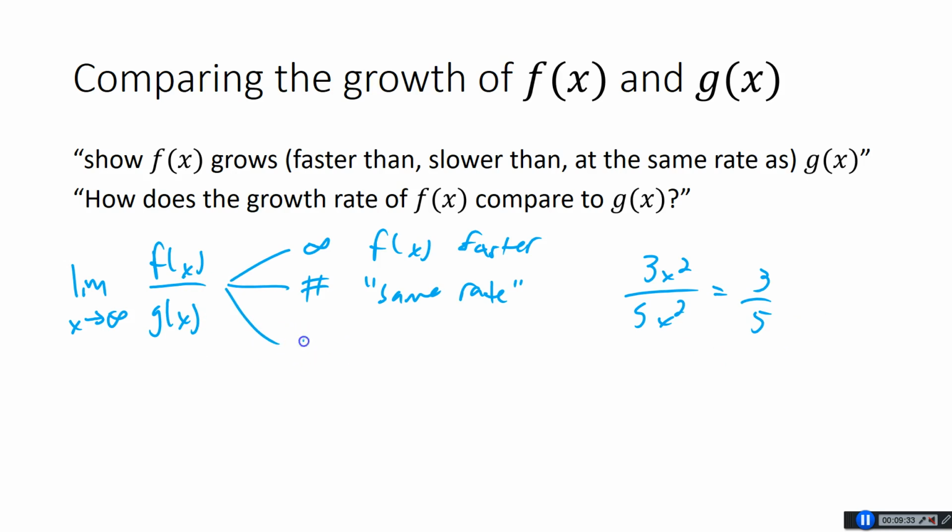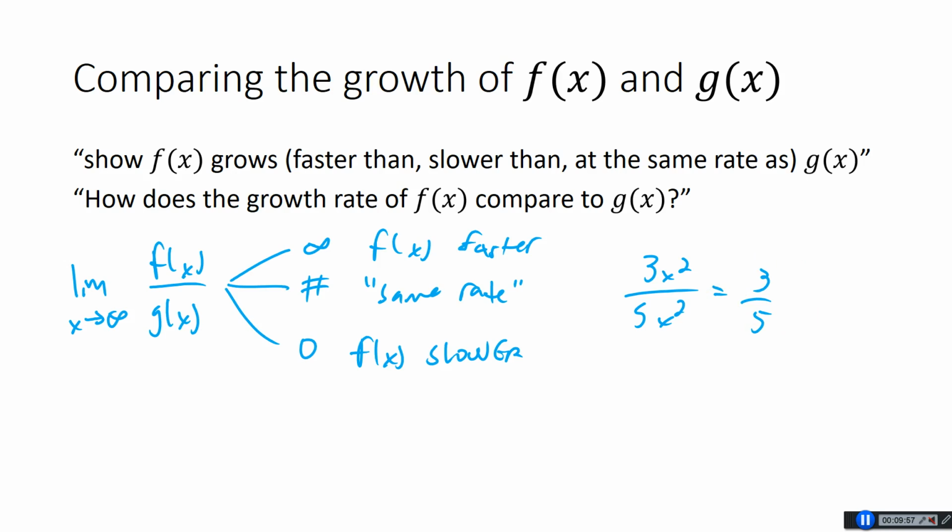Then the last option is, if this limit equals 0, that means that g of x grows faster, or usually we say f of x is slower. So in general, you want to look at the top function as the one that you want to compare. So is f of x faster than g of x? Is it slower than g of x? Or is it growing at the same rate? Now you could argue about the same rate thing, like it being a number, like wait, it doesn't seem like that really makes sense, that one's growing slower or faster or the same.